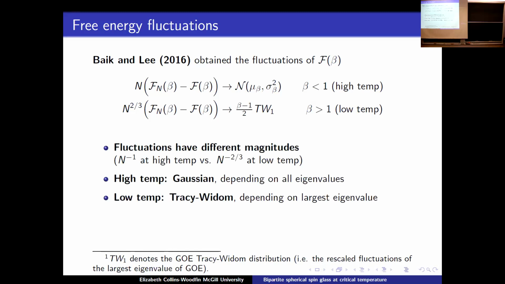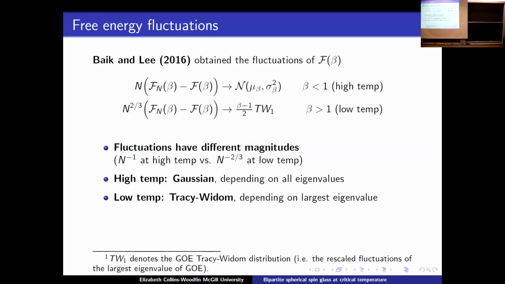Okay, so a few key things to notice here. One is that the fluctuations actually have different magnitudes. You can see that from the normalization factors here: we have smaller fluctuations at the high temperature side than at the low temperature side. And as I mentioned, the high temperature fluctuations are Gaussian. It turns out they depend on all the eigenvalues, although that's not apparent from the formula here. And on the low temperature side, the fluctuations are Tracy-Widom, depending on the largest eigenvalue.